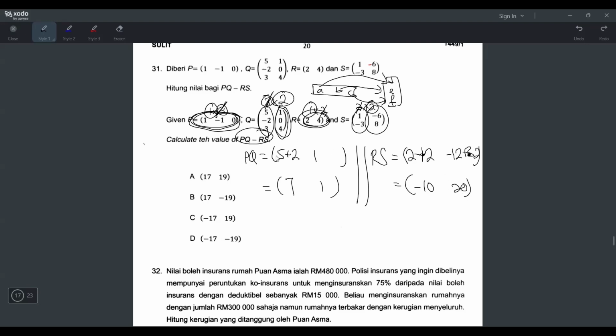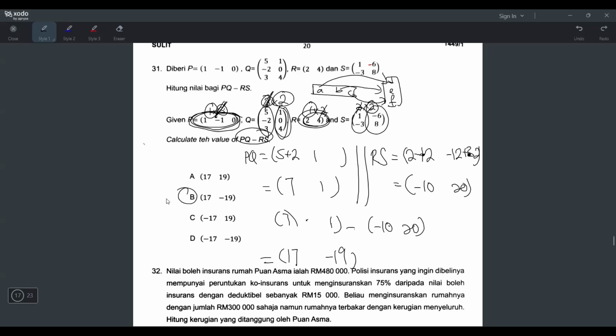Okay, now you can finally do PQ minus RS. So this is the PQ answer. So 7, 1 minus -10, 20. Okay, if you do addition or subtraction, you don't have to make sure the numbers are the same, because addition and subtraction are easy. You just make sure the order is exactly the same and then take any number minus the corresponding number in the other matrix. So 7 minus -10, so it becomes 7 plus 10, 17. And then 1 must minus 20, which gives you -19. So the answer is B.